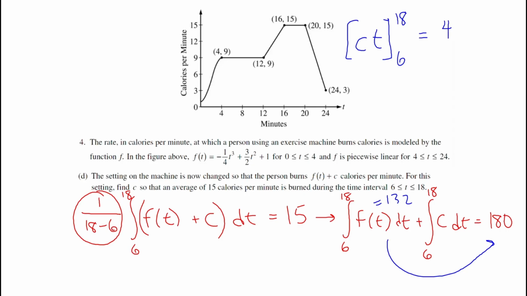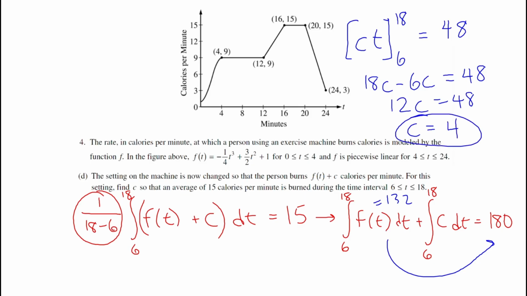And 180 minus our 132 was 48. And so we end up trying to figure out what our c value here needs to be. So what we've got is 18c minus 6c is equal to 48, or 12c is equal to 48, or c is equal to 4.